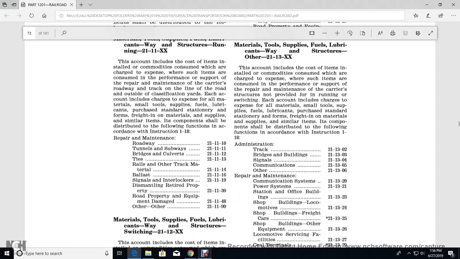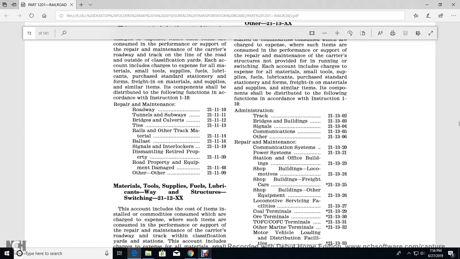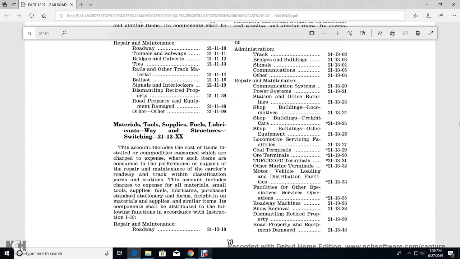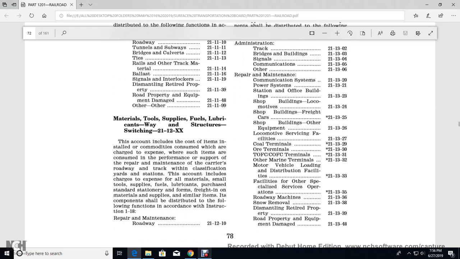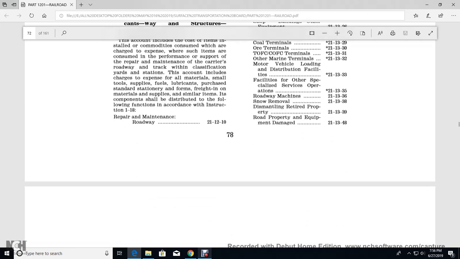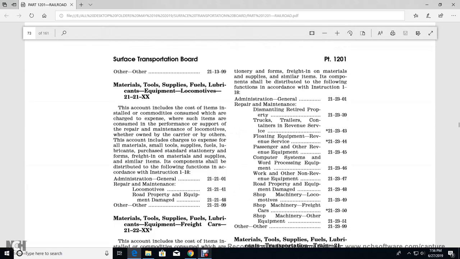Administer the track of the bridge, signal, the communication of the repair, maintenance, communication system, power system, station, office, building, shop buildings of the locomotive, shop building, freight cars, shop buildings, other equipment, locomotive, service facility, coal terminal, or terminal trailer on flat car terminal, or other marine terminal, motor vehicle loading and distribution facility other than specialized services, operation, roadway machinery, snow removal, dismantling, retired property, road property, equipment, and other damage, and other.